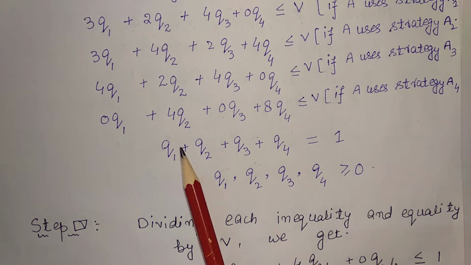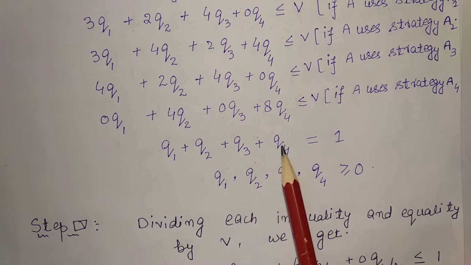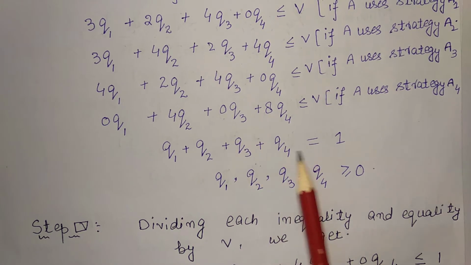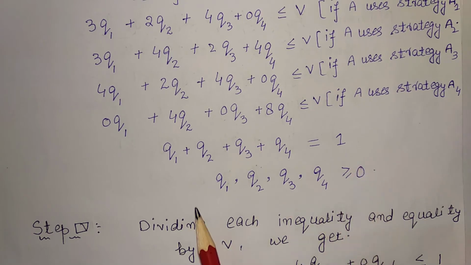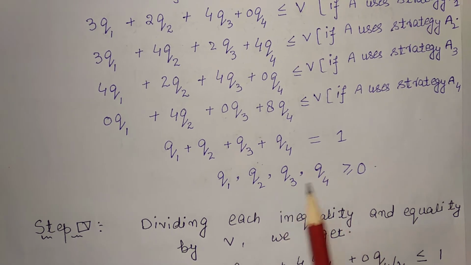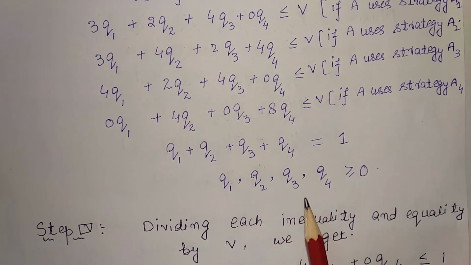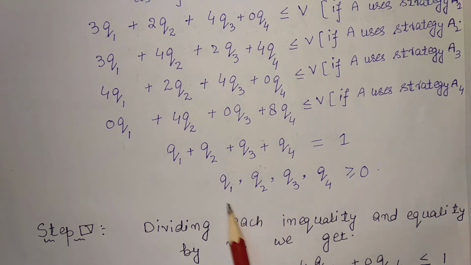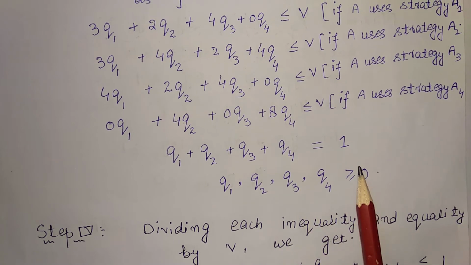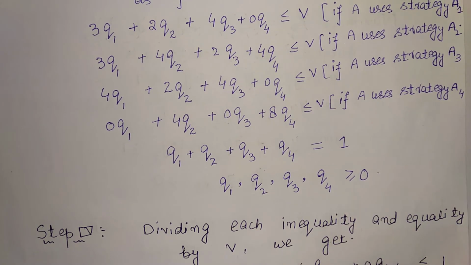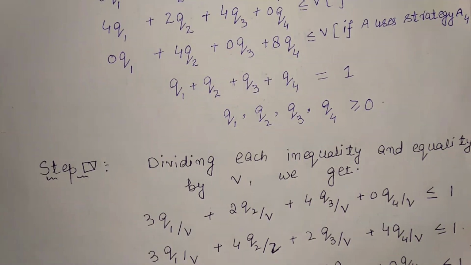Q1 plus Q2 plus Q3 plus Q4 is equal to 1, as we know that the sum of probabilities is equal to 1, and the probabilities are always greater than or equal to 0. Probabilities can never be negative. So I have written here Q1, Q2, Q3, Q4 all greater than or equal to 0. Now let us proceed to step number 4.